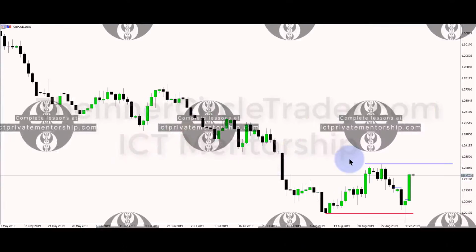Cable has a buy side liquidity pool, and this is our interbank order flow, resting above these equal highs, and then we have a SIBI over here that rebalances to this low at 23.75 and a half. So essentially 23.75 is the next upside draw from an intermediate term basis.